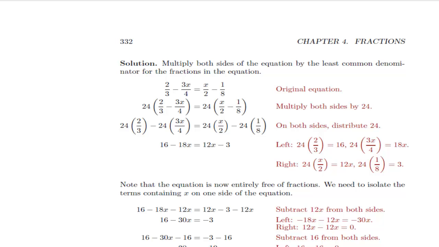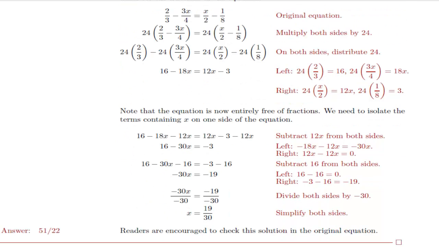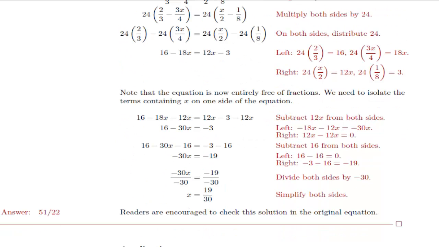We need to isolate the terms containing x on one side of the equation. So we'll subtract 12x from both sides. We get, on the left, 16 minus 18x minus 12x is 16 minus 30x, and on the right, 12x minus 3 minus 12x is negative 3. Then, to isolate the variable term, we'll subtract 16 from both sides.